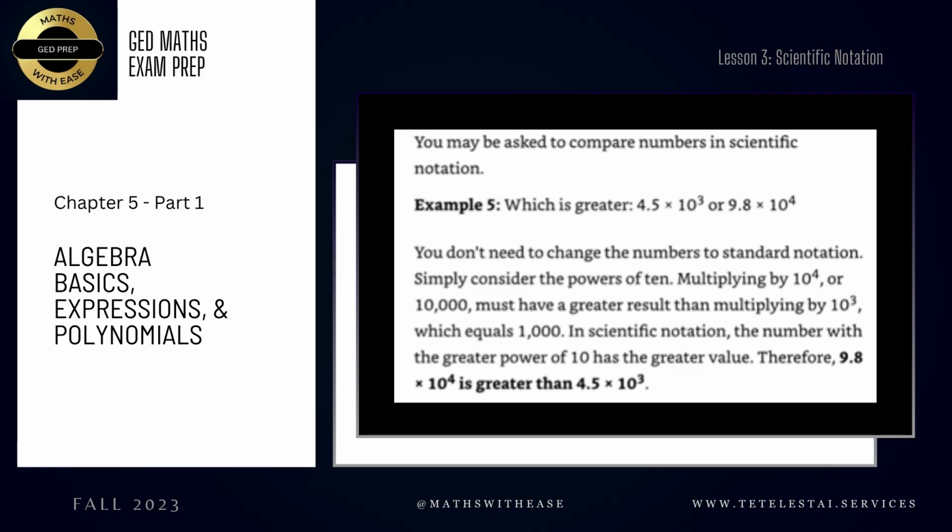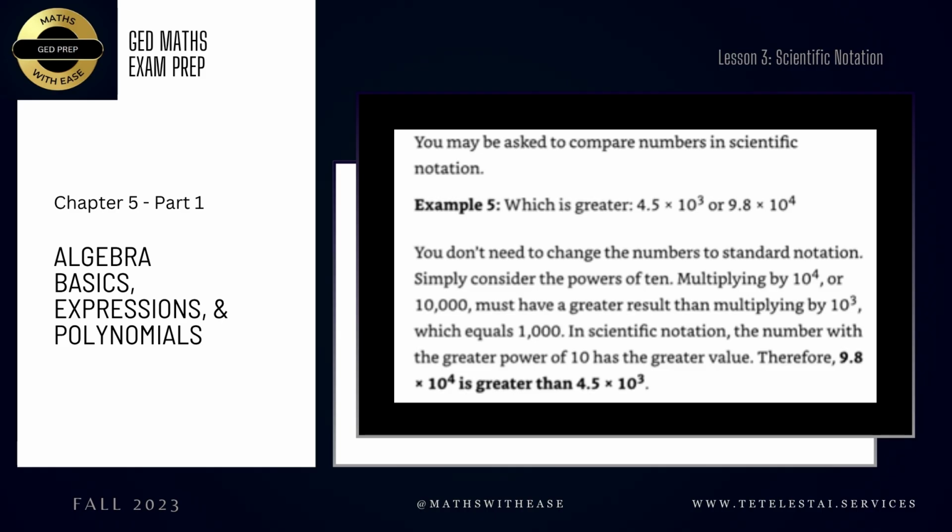We know that 10 raised to the power of 4 is 10,000, and 10 raised to the power of 3 is 1,000. So this number would be greater, right? Or it would have the greatest result, since we're multiplying 9.8 by 10,000 versus 4.5 multiplied by 1,000. In scientific notation, the number with the greater power of 10 has the greatest value.